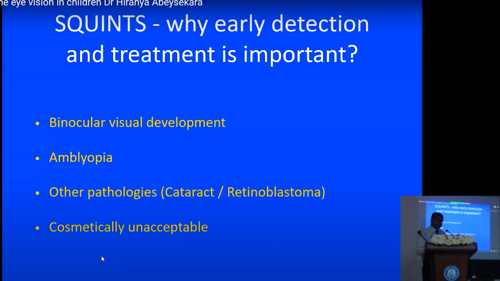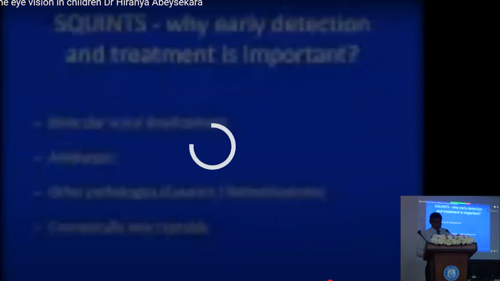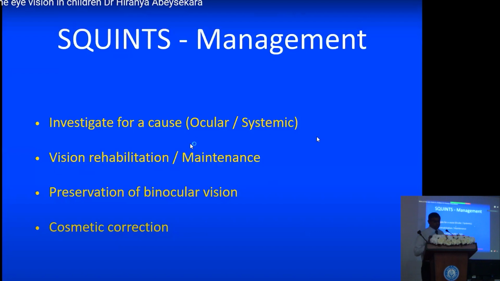Finally, the cosmetic appearance of the child. So that is the last thing in my priority list. One slide is missing that important thing, but anyway, as I told you earlier, when I see a child with squint, I always think about an ocular or systemic cause. So I do a full eye examination and I ask my MOs to do a systemic examination to find out whether this child has a systemic association. And I think about how to rehabilitate or maintain the vision, and how to preserve or improve the binocular vision, the 3D vision. Finally, I think about how to do a cosmetic correction.